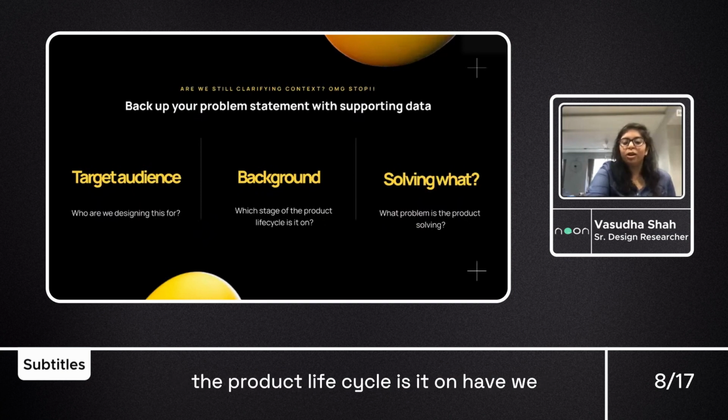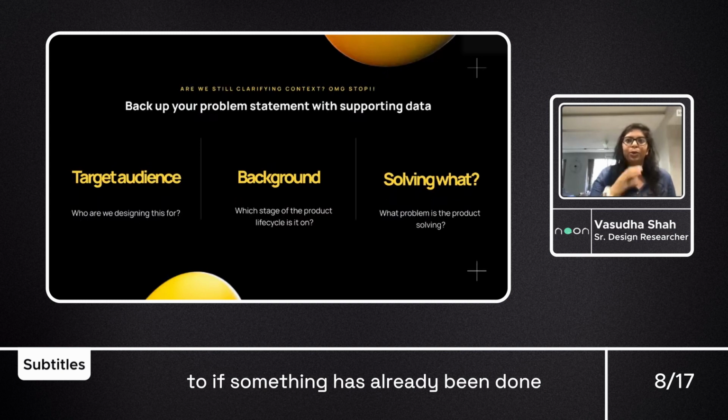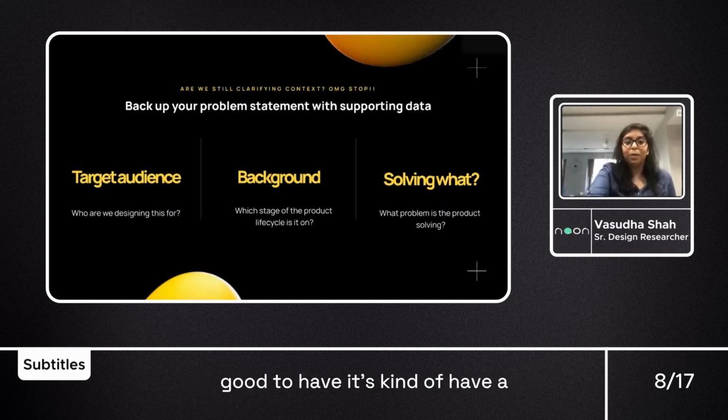Background. Which stage of the product life cycle is it on? Have we done any research before this? Any sort of secondary research or primary research that has already been done? We can gauge a lot from that, and if something has already been done before, we can build on that instead of starting from scratch. That is also something that is nice to know, and actually a must know. It's not just good to have, it's a must have.